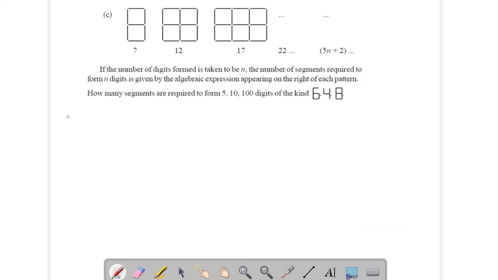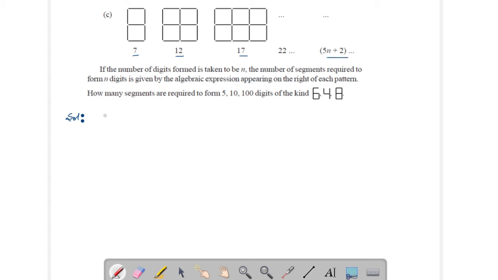Now come to C part. See the solution. Here it is written 8. How many line segments are required? 1, 2, 3, 4, 5, 6, 7. If you have to write 2 eights, then 12 line segments will be required. In 3 eights, 17 line segments are required, and so on. What is the general form? It is 5n plus 2.